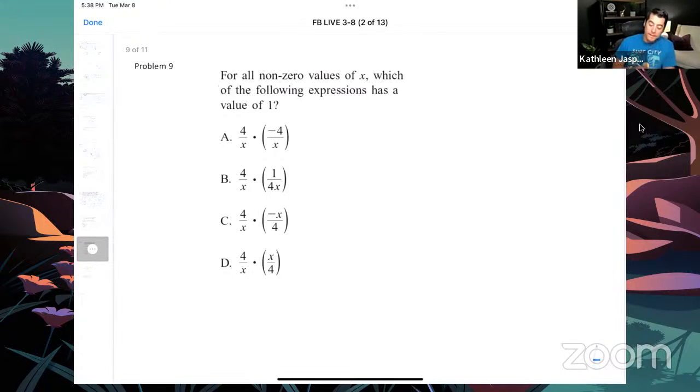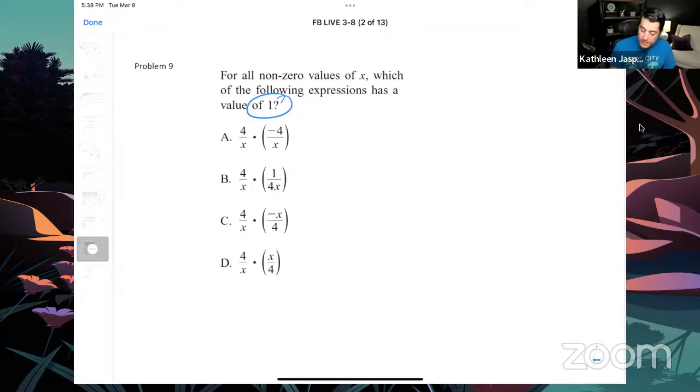Okay. Next one here. For all non-zero values of x, which of the following expressions has a value of 1? So if you see that they're all fractions, this should be a clue. If you have 2 fractions multiplying by each other, how do we get 1? The only way to get 1 while multiplying fractions is multiplying it by their reciprocal.